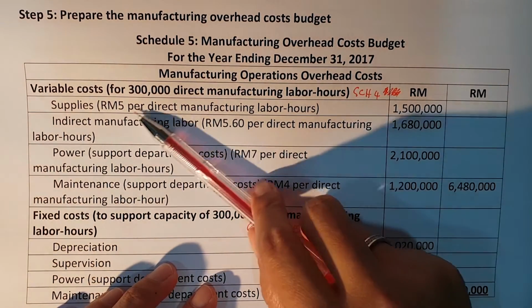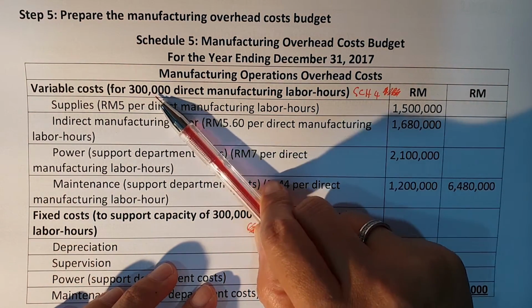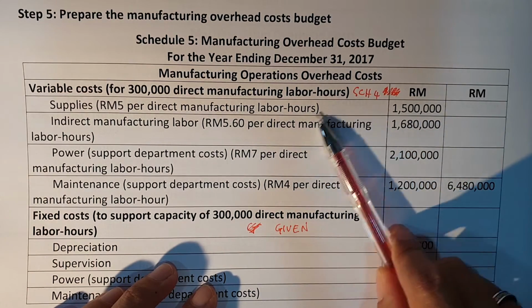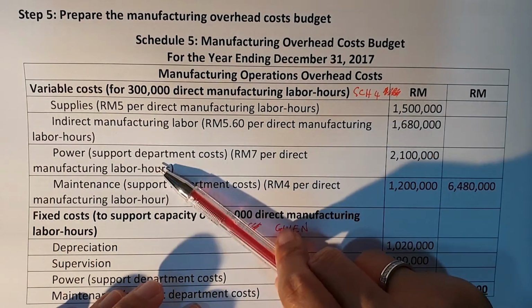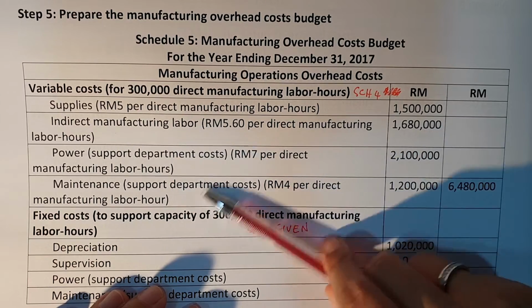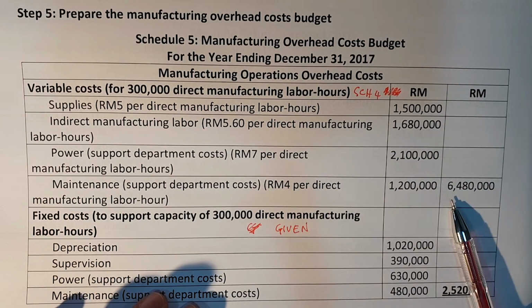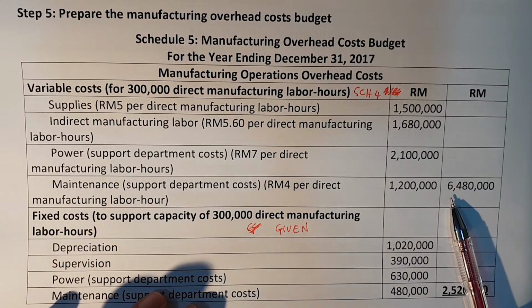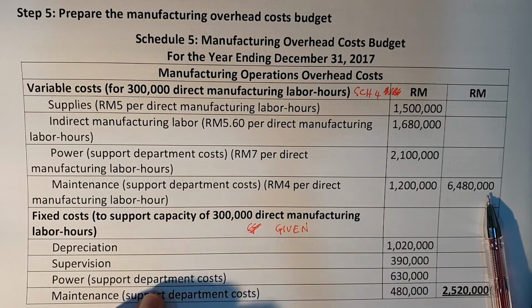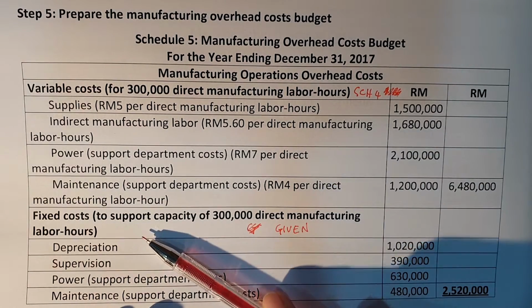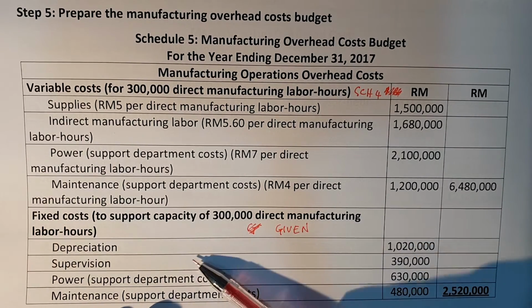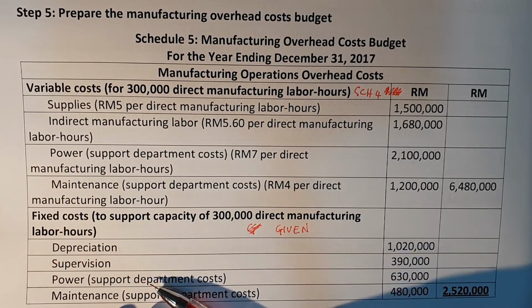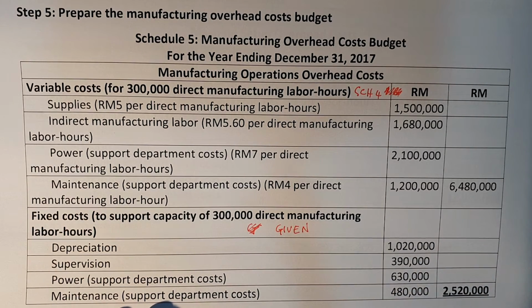So, if we multiply 5 per direct manufacturing labor hour times 300,000 direct manufacturing labor hours, we can get this figure, 1,500,000, and the same goes for other variable costs needed in the overhead, and we can see here the total for variable costs is about 6,480,000. The same goes for the fixed costs. This information is given to us in the question before, and the detail of the depreciation, supervision, and so on here are also given as estimation by the managers.